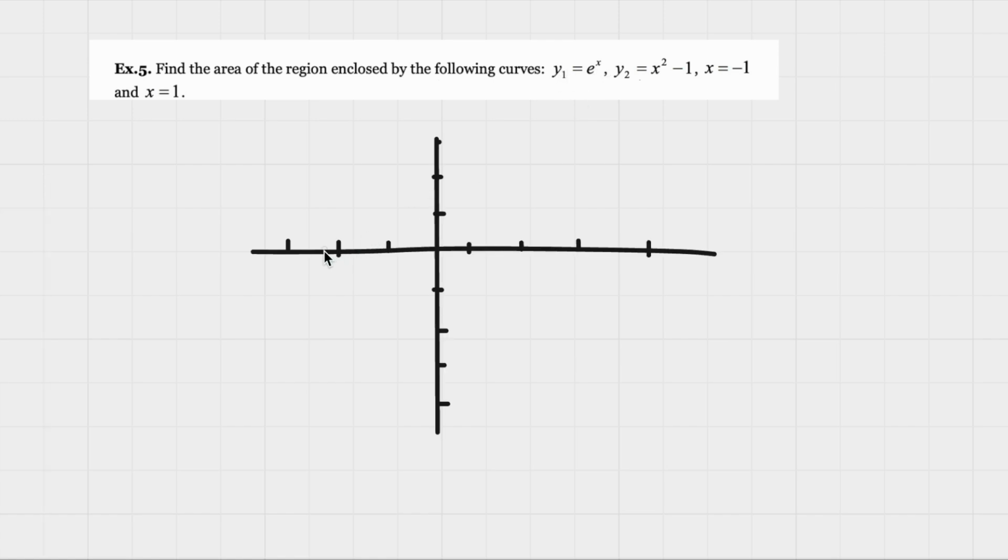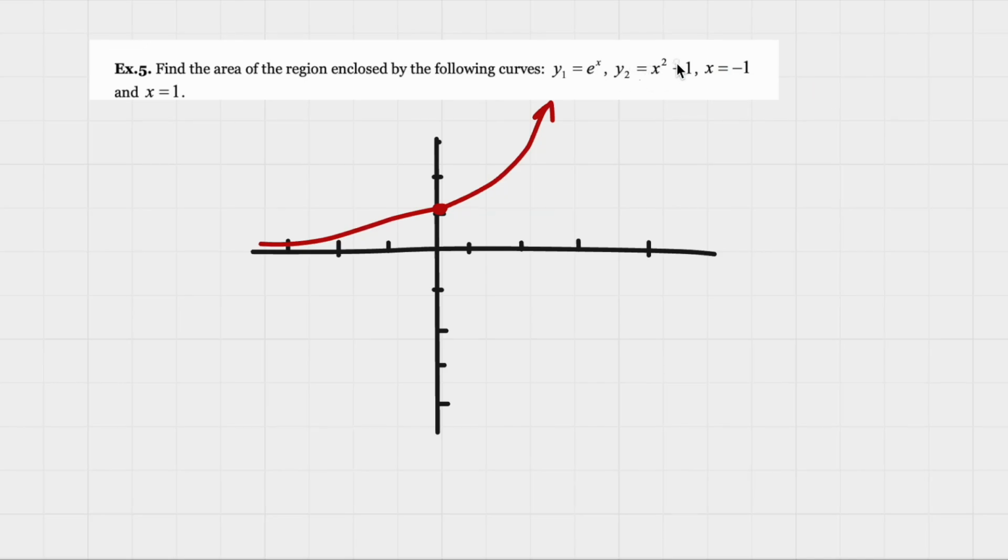Y equals e to the x looks something like this. The y-intercept of e to the x is at 0, 1, because when we plug in 0 for x, we get 1 for y.